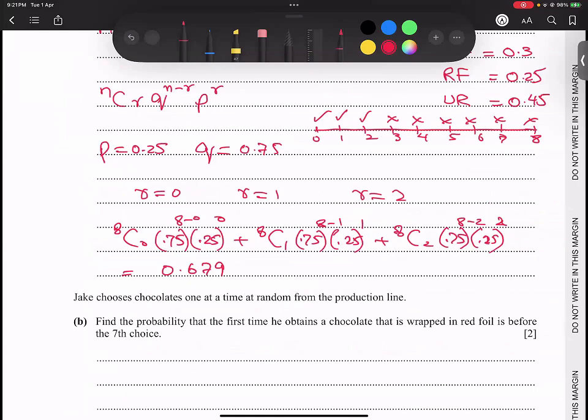The next part is: J chooses chocolates one at a time, at random from the production line. Find the probability that the first time... Whenever the word "until" or "first time" comes, this is a representation of geometric probability. So we can get the idea from here that the first time whenever appears is called geometric probability.